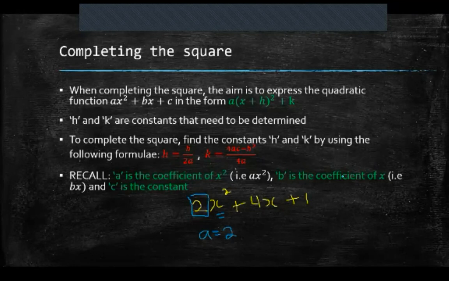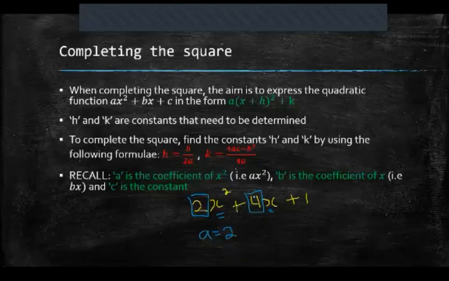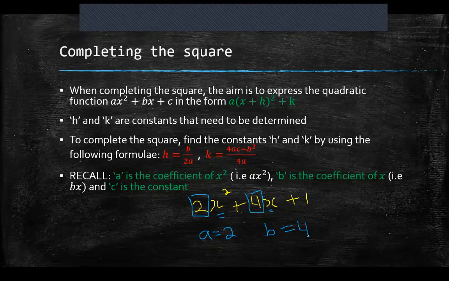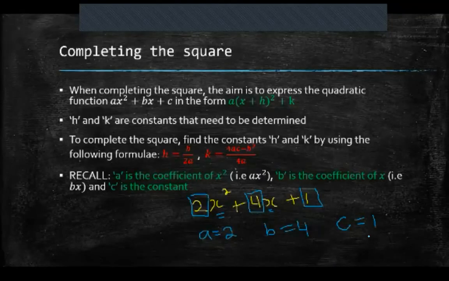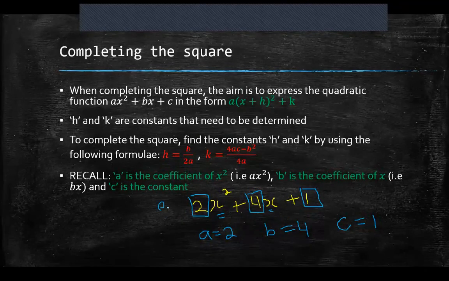b now is the coefficient of x. What do I mean by the coefficient of x? The number that comes right before the x. So you see x here? The number that comes right before the x, that's my value for b. So b is equal to 4 in this case. And c is just the constant, right? So whatever number you see here, that's c. In this case, it's 1. So c is equal to 1. a is 2, b is 4, c is 1. Just for this particular example, right? I just wanted to show you how to identify a, b, and c. You following so far?